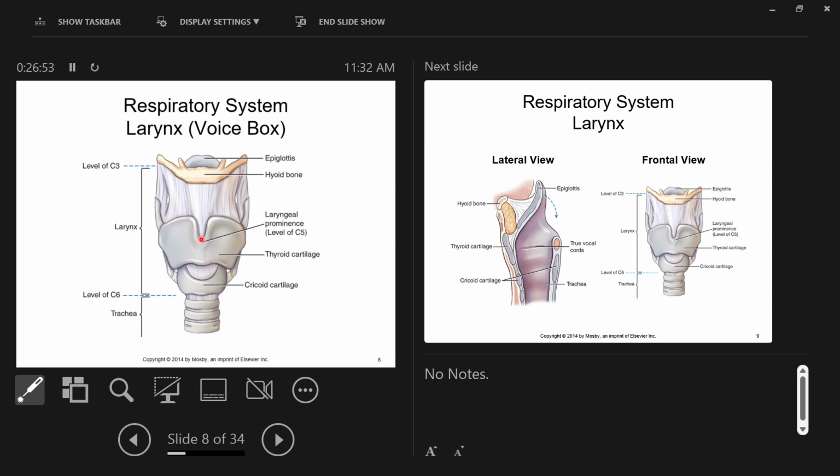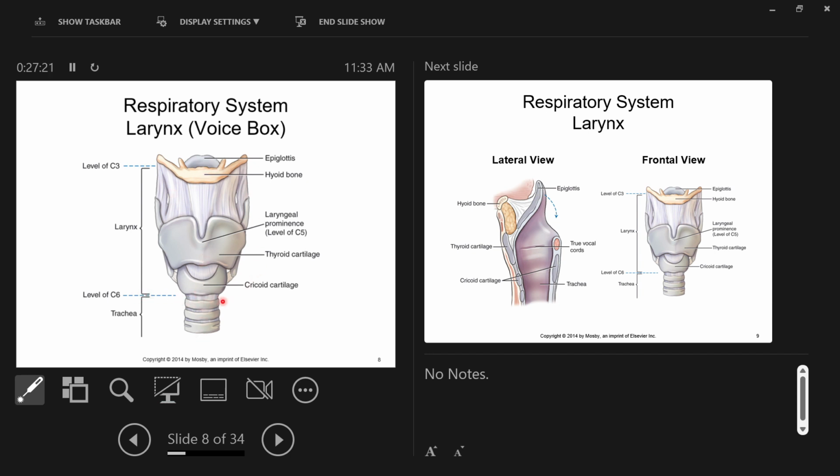That's your Adam's apple. Okay, girls, you have one too. It's just usually smaller. So that's your laryngeal prominence. Again, find that in your neck. It corresponds to the level of cervical vertebra number 5. So C5 level above the thoracic spine in the neck, and below that, beginning at about the level of cervical vertebra number 6, you have the trachea.